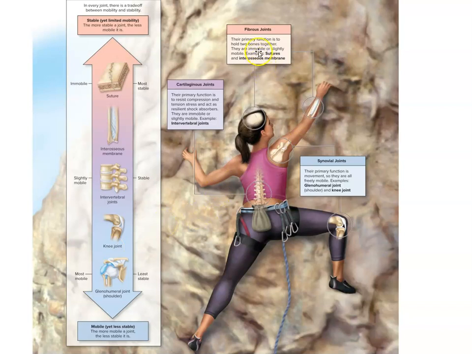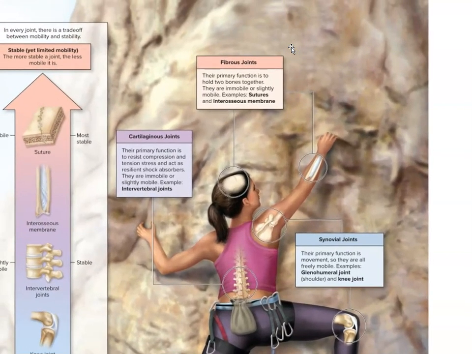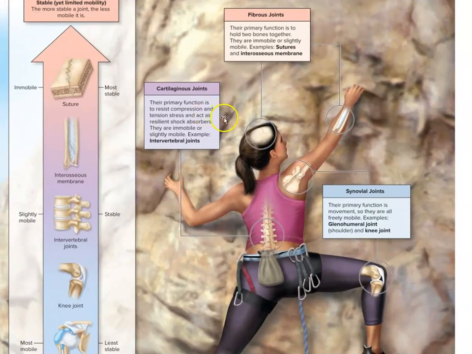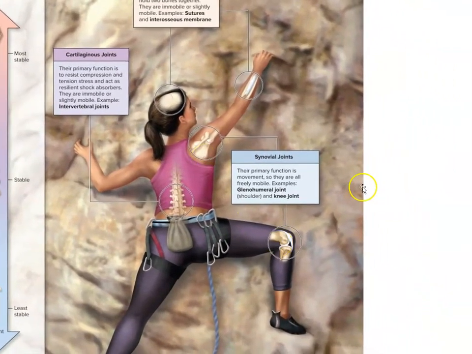Here we've got the different structural classifications. So here's a fibrous joint, and we see that the primary function of the fibrous joint is to hold those two bones together in a way that's very stable. A cartilaginous joint is going to resist compression and tension. So it's going to absorb shock. It's going to have some resiliency. It's going to be slightly movable to immobile. But our synovial joints, these are the ones that we typically think of. These are our diarthrotic joints. These are the ones that when we say joint, we typically think of, like your finger joints, your hands, your knee. And so their primary function is movement.